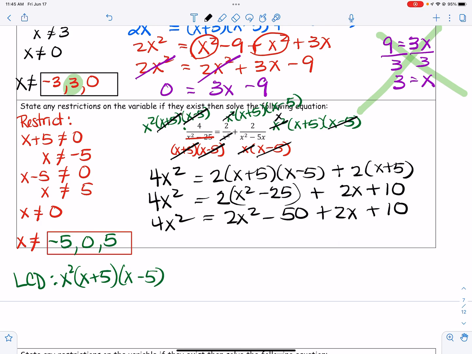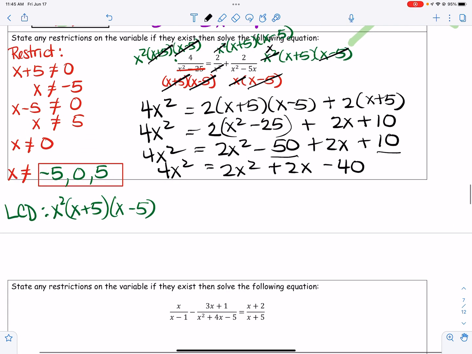And so let's collect our like terms. Negative 50 and positive 10. That's going to make negative 40, but let's put it in descending order. And that equals 4x squared. So this one, the x's do not cancel. X squareds do not cancel. So I'm going to move everything over to the left.